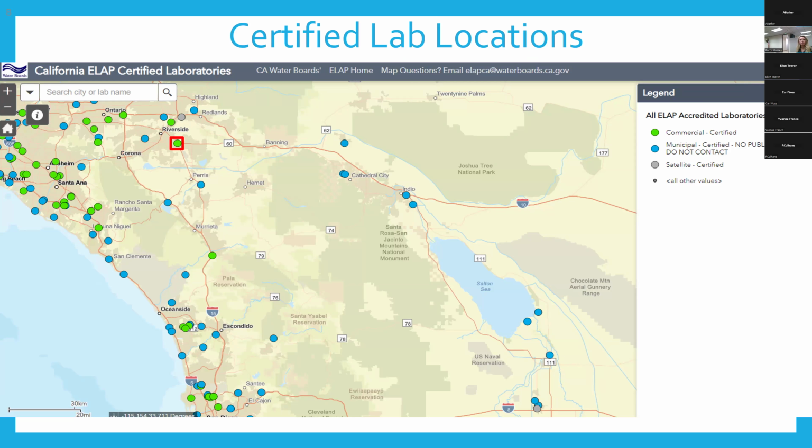So this is a map of all the ELAP labs. The green dots are ones that are for individuals to use. The blue ones are for bigger corporations. The one that has a black or a red box there is the one just below Riverside. That's Babcock Laboratories. Next slide, please.